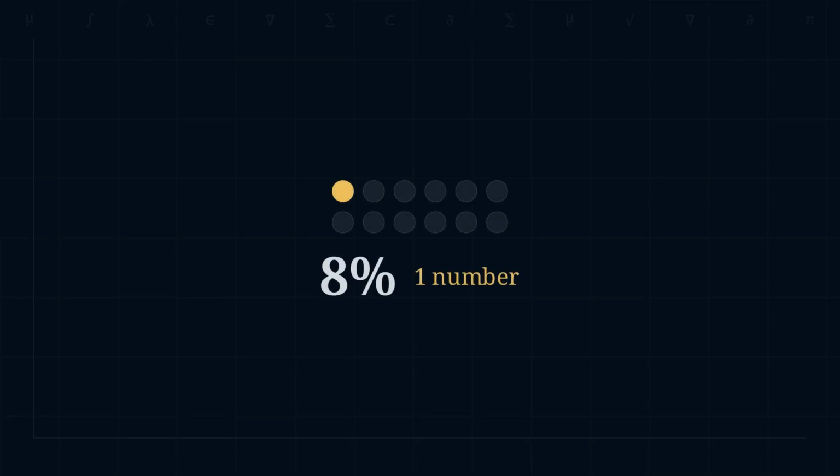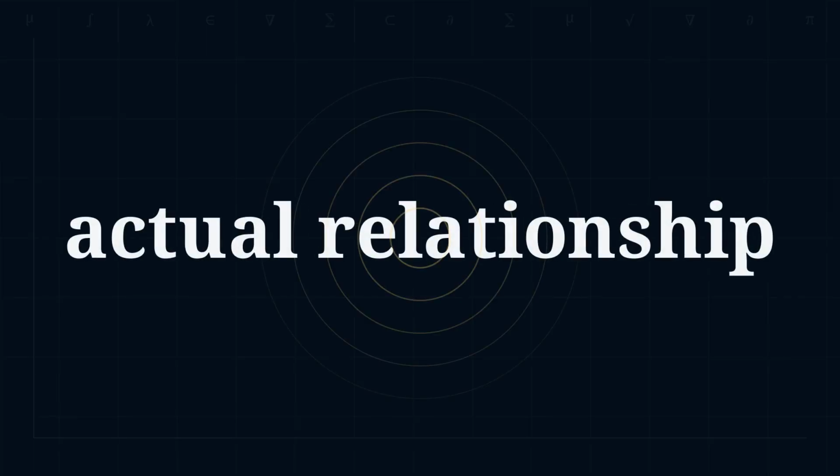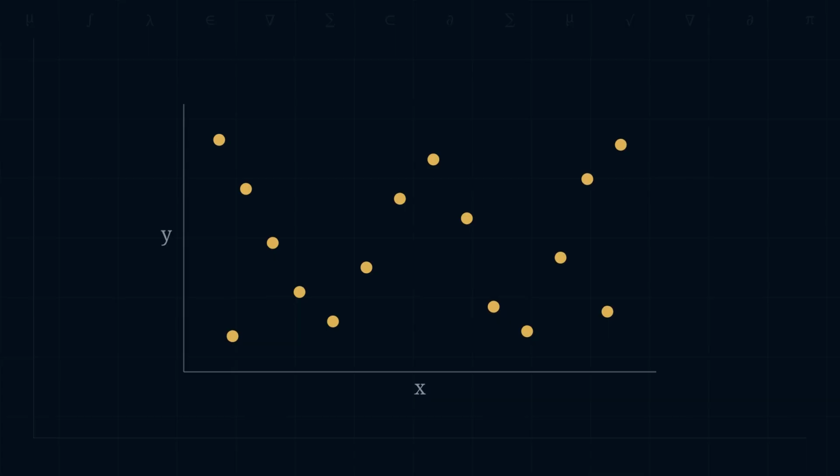Picture yourself presenting a tidy average effect to a team, quietly unaware that the actual relationship would have been obvious and contradictory if you had just looked at the points on a plane.